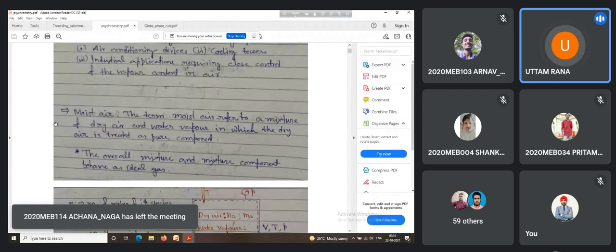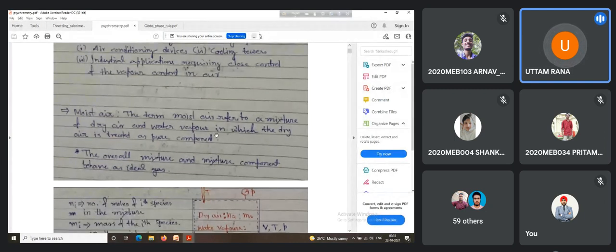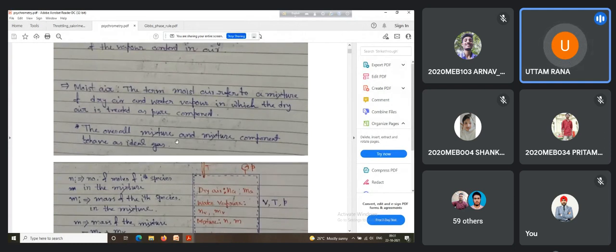Remember, the dry air in this analysis is treated as a pure component, and the overall mixture and the mixture components behave as an ideal gas. Fine. So when does a gas or mixture of gases behave as an ideal gas? Under what conditions? Can you tell me?